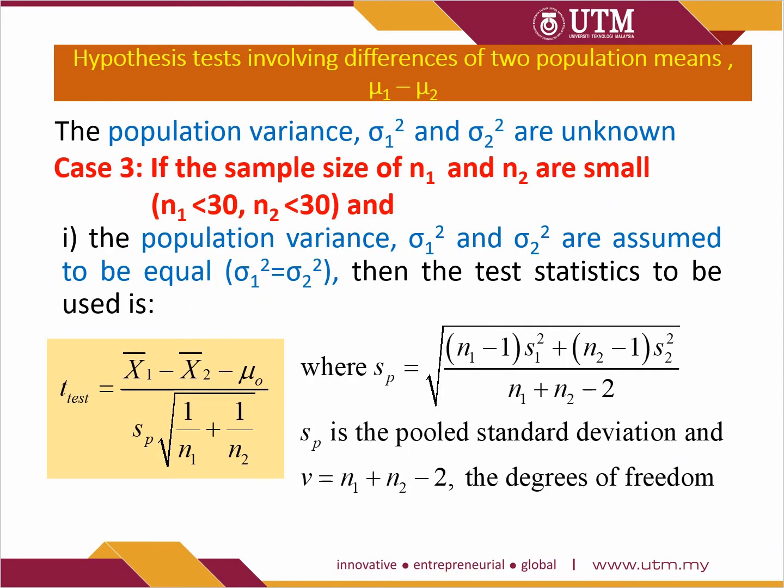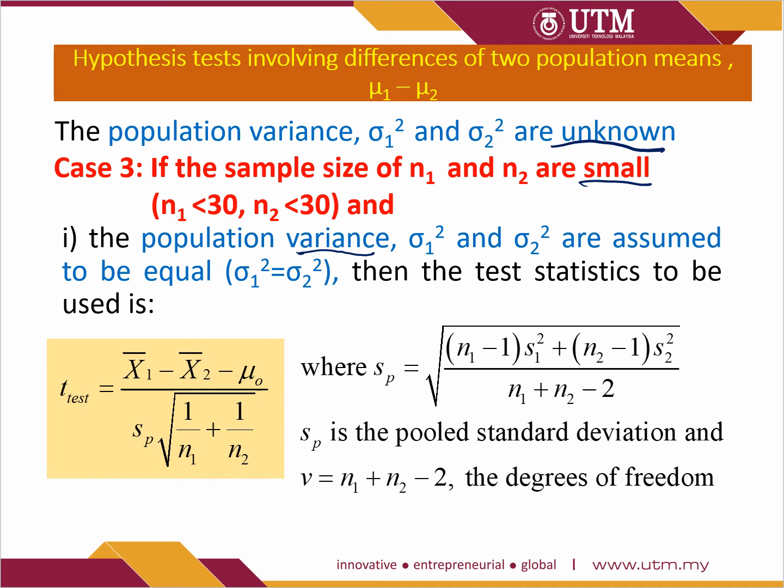So now we move to the next case where still the population variances are unknown. However, the sample sizes N1 and N2 are small, given that small is considered if the sample size is less than 30. So N1 would be less than 30 and N2 would be less than 30. And the condition for the first case is the population variances are assumed to be equal.